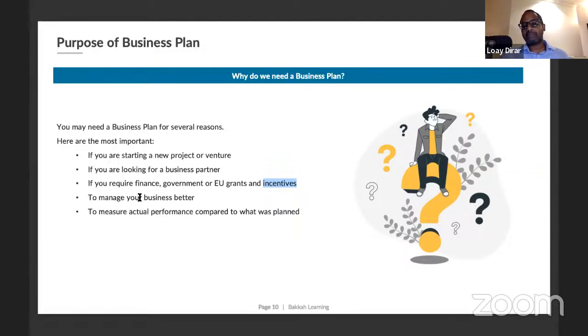To manage your business better, definitely, if you have a direction for your business, it's going to help you land in safe shores. And finally, to measure actual performance compared to what was planned. A business plan would serve as a baseline document, a reference document that you use to measure your performance against. So these 6 points explain why you need to develop a business plan.